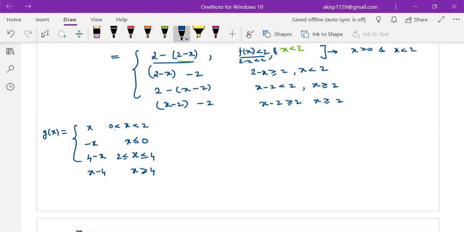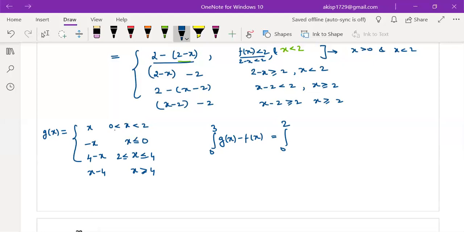Now we are asked the integral from 0 to 3 of g(x) minus f(x). Now you can see that g is changing values at 0, 2 and 4, but we are only interested in 0 to 3, so we will split the integral at 2. So this can be split at 0 to 2. From 0 to 2, what is the value of g(x)?